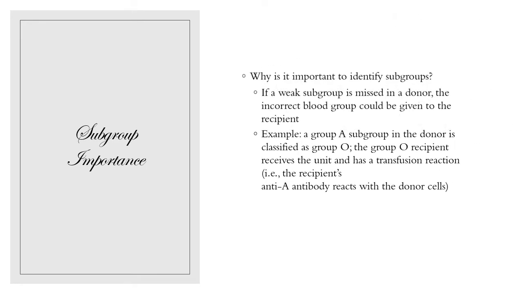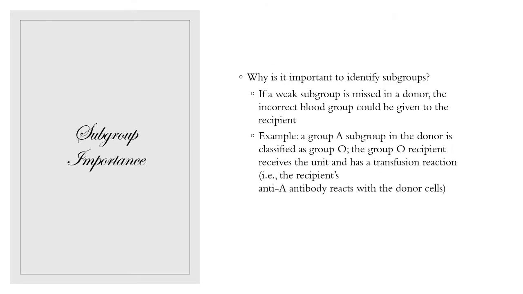Why is it important to know about subgroups? If you have a weak subgroup that's missing in a donor, the incorrect blood group could be given to a patient, causing a transfusion reaction. So a group A subgroup in the donor is classified as group O. The group O recipient gets a unit of group A blood and has a transfusion reaction, because they have anti-A antibody.